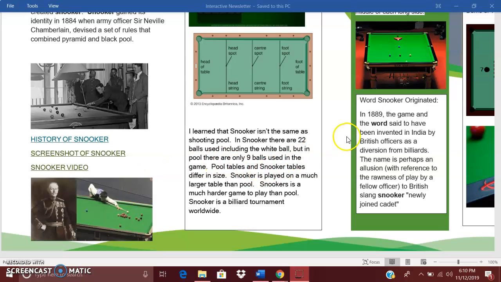I learned that Snooker isn't the same as pool. In Snooker, there are 22 balls included, including the white ball. I also believe the 8 balls are included in the point system.